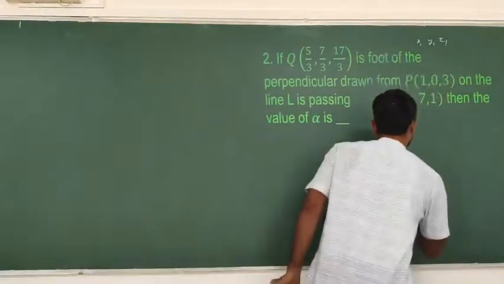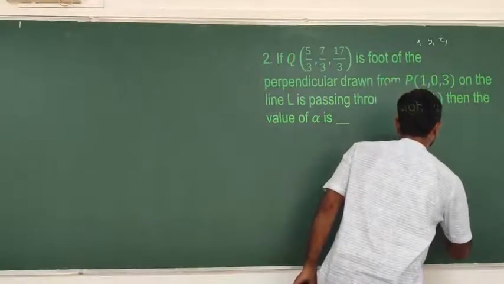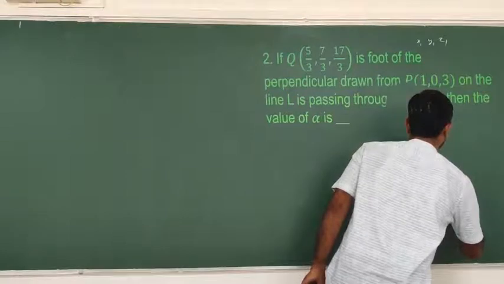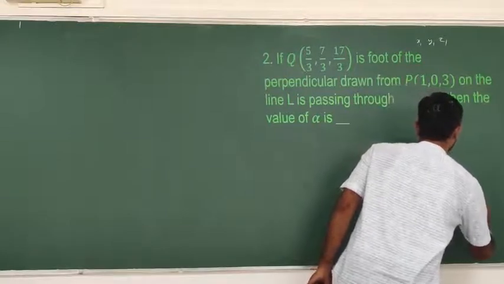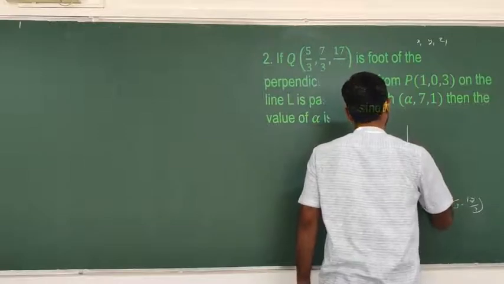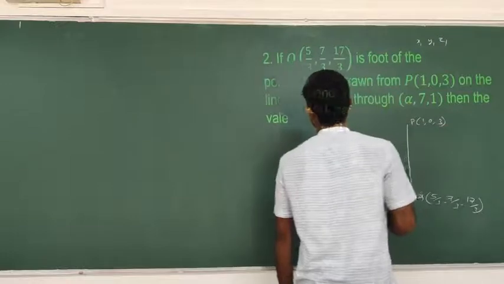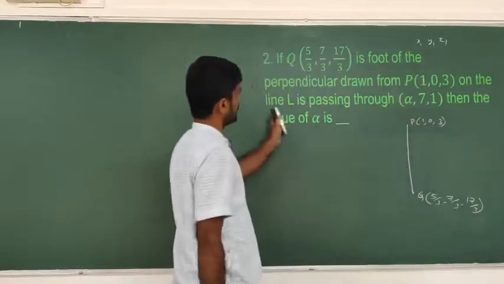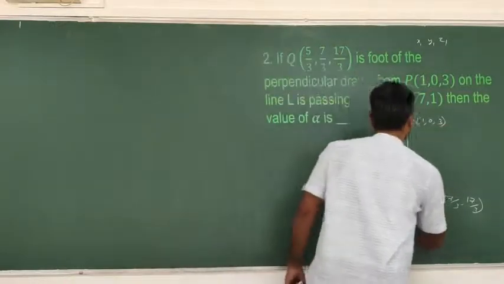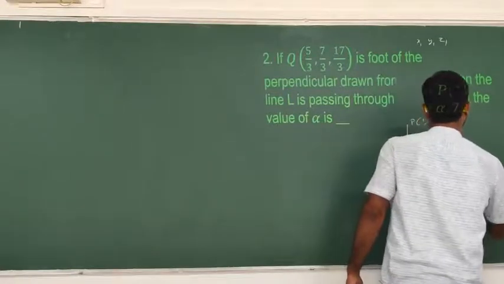I write here. This is Q of 5 by 3 comma 7 by 3 comma 17 by 3. So then Q is the foot of the perpendicular drawn from the point P of 1 comma 0 comma 3. And also line L is passing through the point.